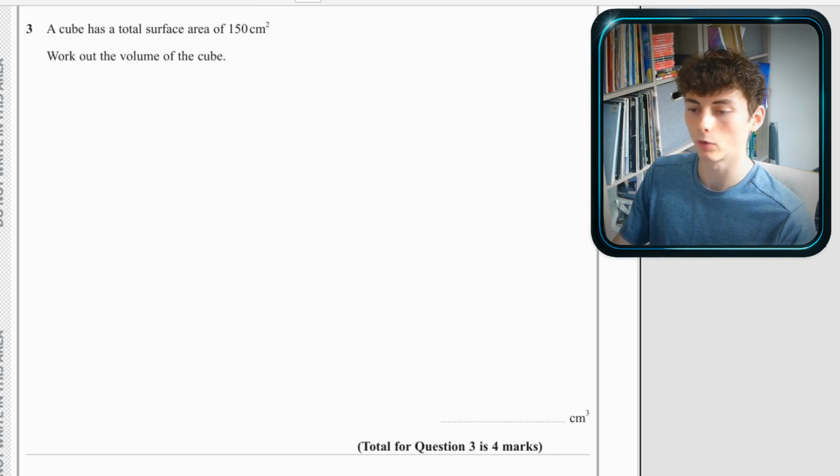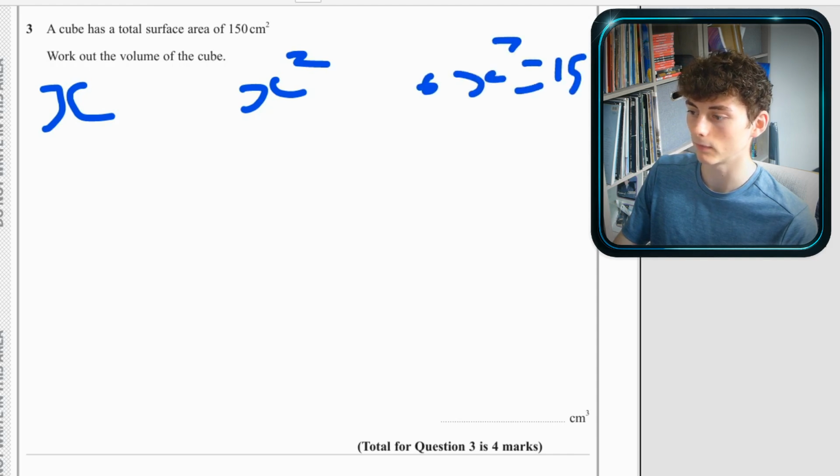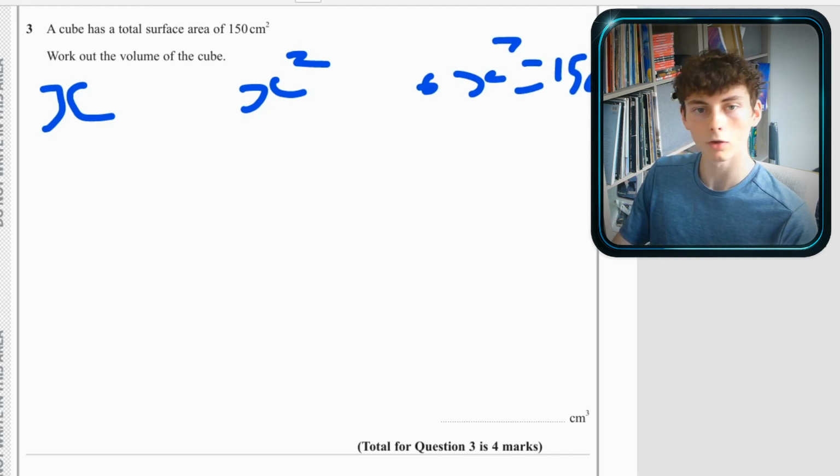Okay, the first thing I would want to do here is I would just say that one side of this cube, just one length side, is equal to x. I'm sure that will help us later on. So the surface area of one side of the cube must be equal to x squared. And the cube has 6 sides. So that means 6x squared equals 150. So the easy way to do that is we'll just divide 150 by 6 and square root it.